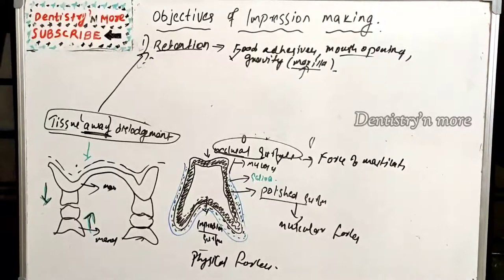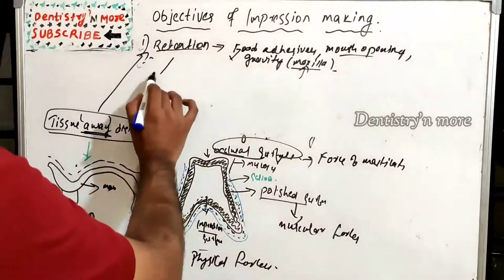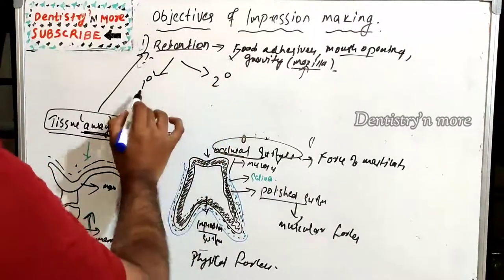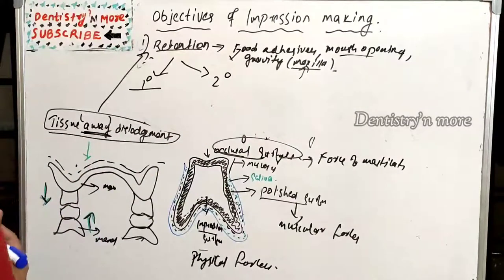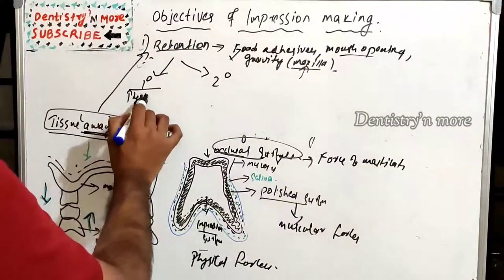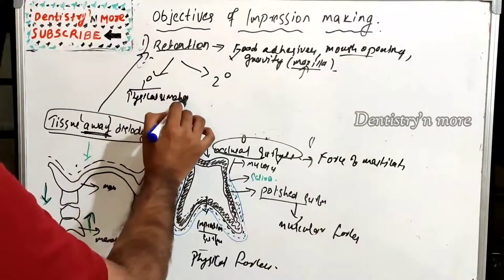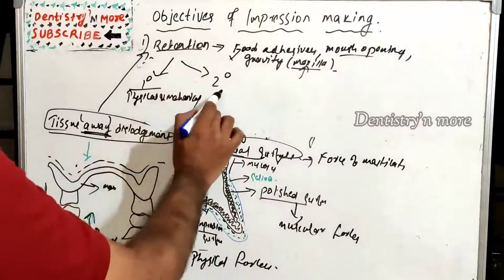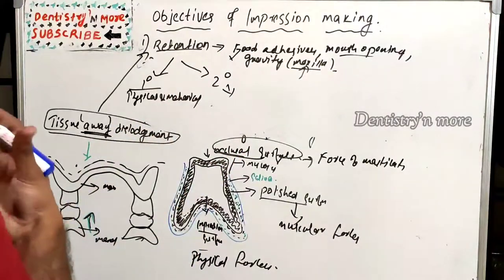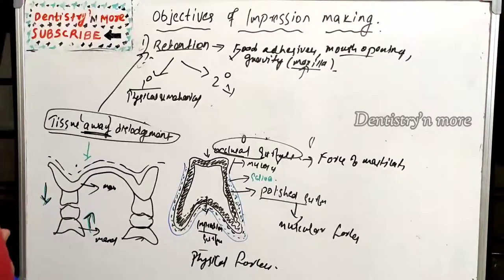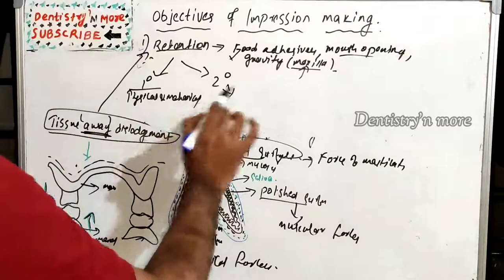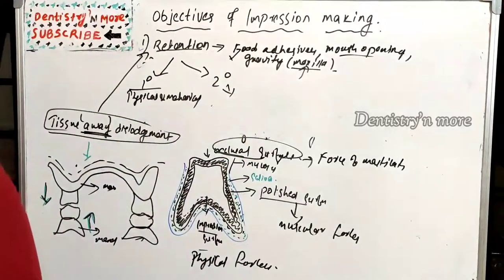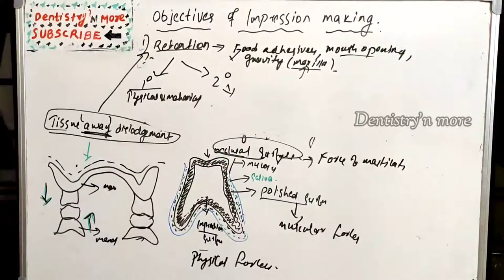So there are many factors which affect retention. They can be classified as primary factors and secondary factors. Primary factors involve physical factors or mechanical factors, whereas the secondary factors include muscular factors, anatomic factors, physiological factors, and psychological factors. So all these are included in secondary factors. Okay, so we'll start with the physical factors.